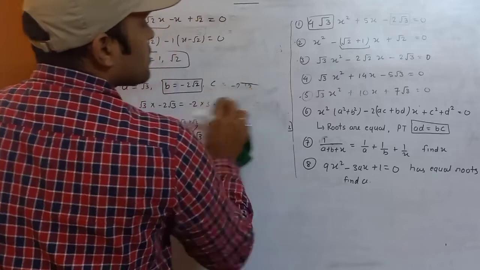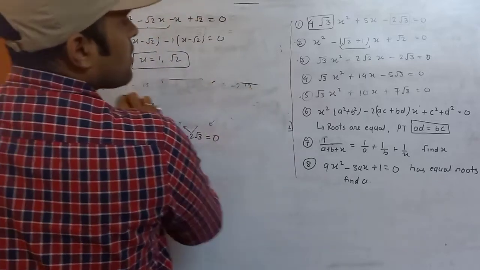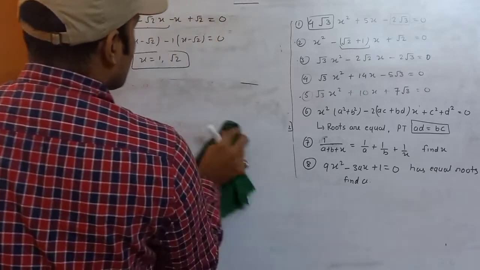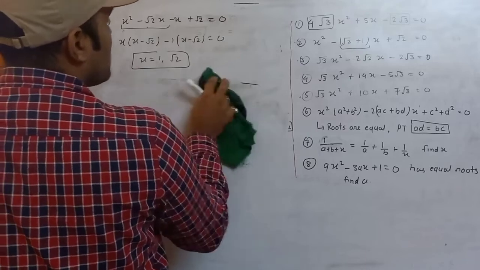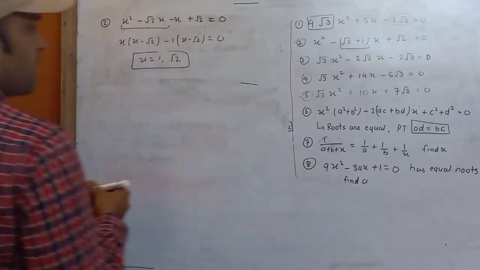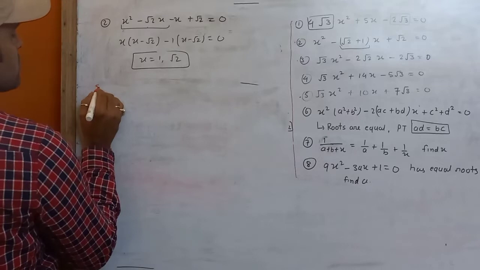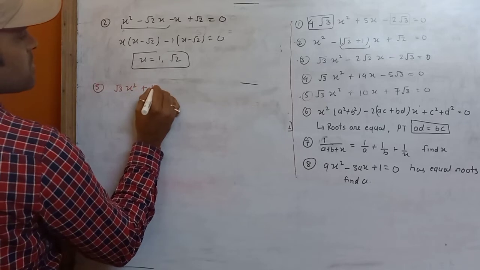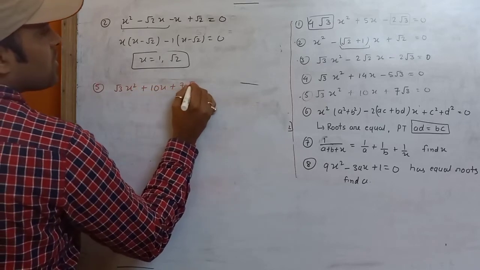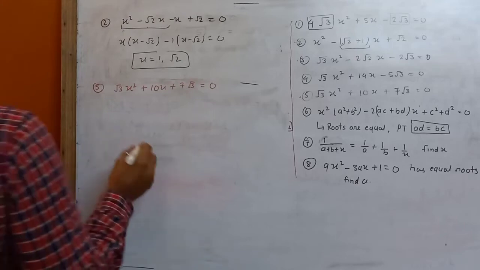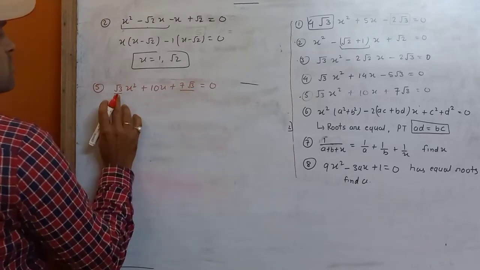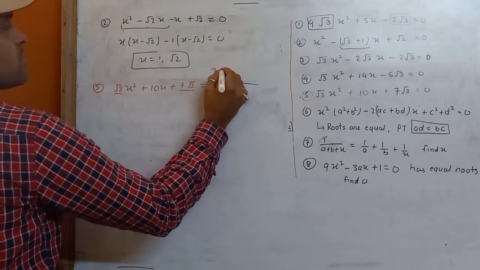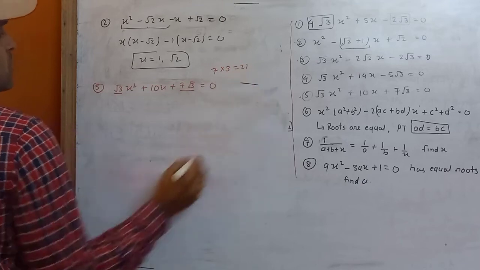In question 5, root 3x square plus 10x plus 7 root 3. How will we solve it? Let's try. First I will write the question. Question number 5: root 3x square plus 10x plus 7 root 3 is equal to 0. Simply multiply these two numbers. What do we get here? Multiplying 7 root 3 by root 3, we get 7 into 3, which is 21.